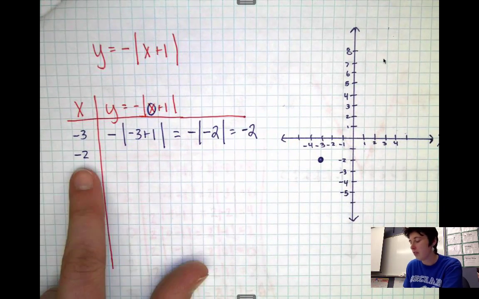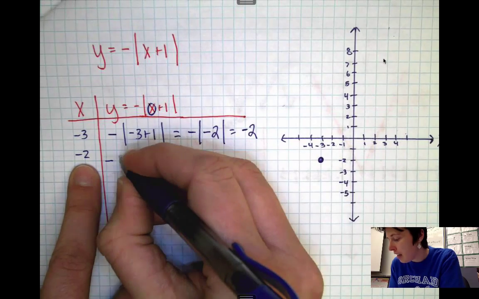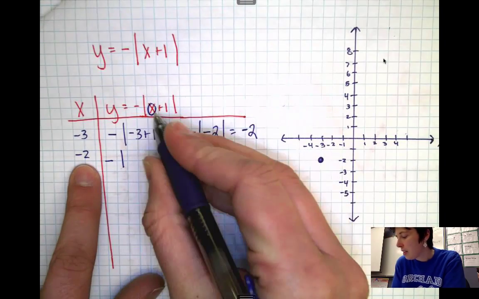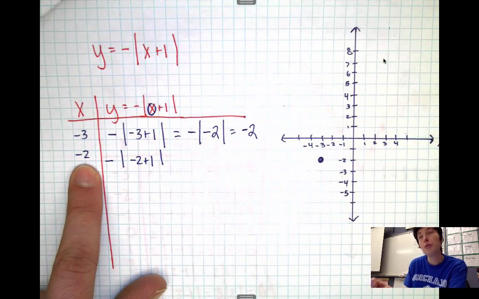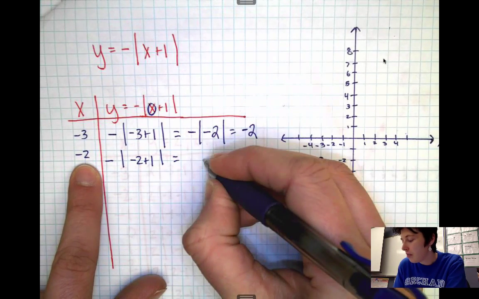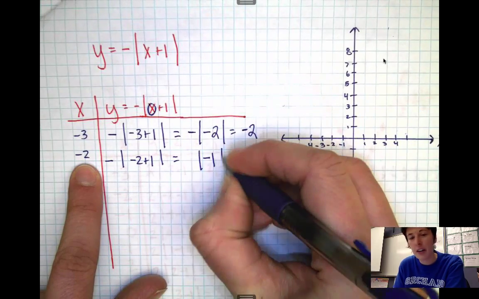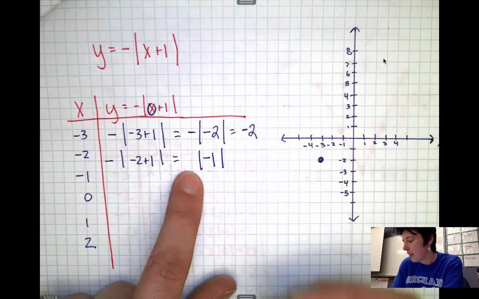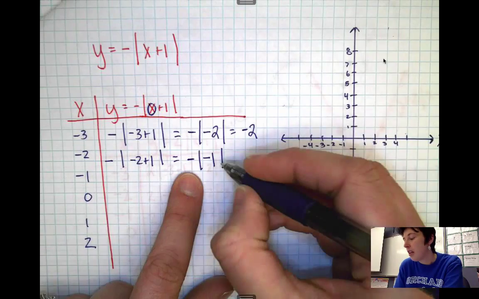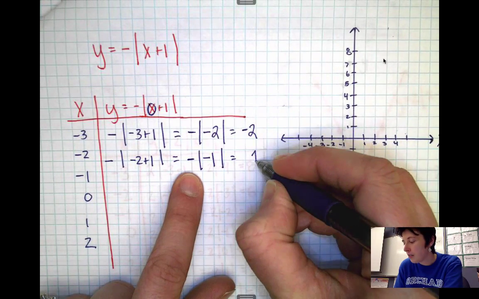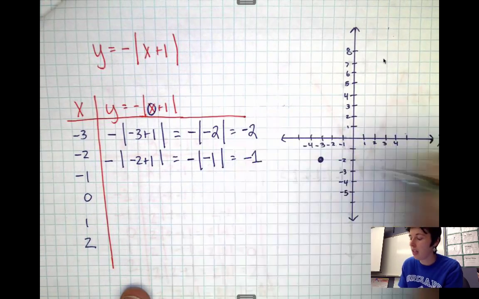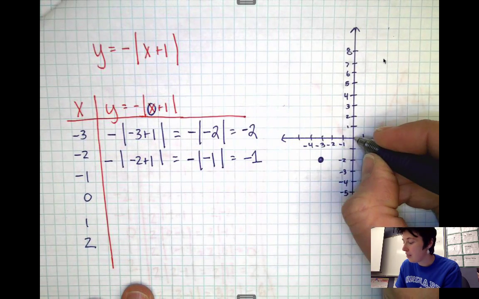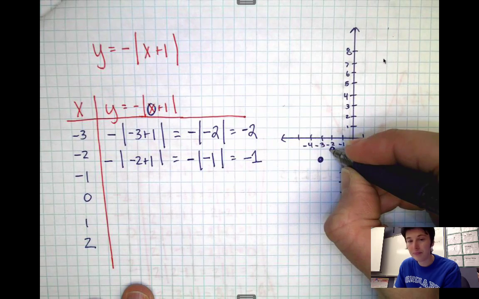So let's try negative 2. So I have a minus absolute value. X plus 1 is going to be negative 2 plus 1. Negative 2 plus 1 is negative 1 absolute value. But on the outside, I have a minus sign. So negative 1 becomes a positive 1. But then with the subtraction sign on the outside, it turns back into a negative 1. So at negative 2, I have a point at negative 1.